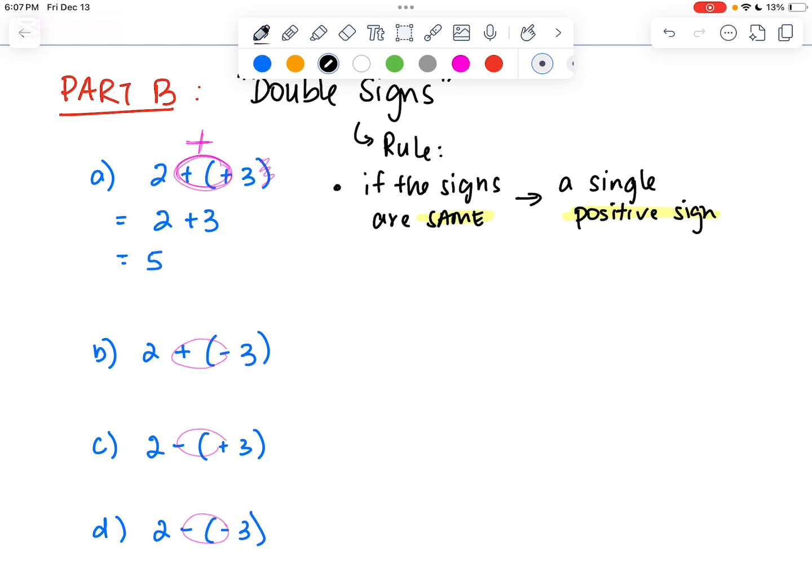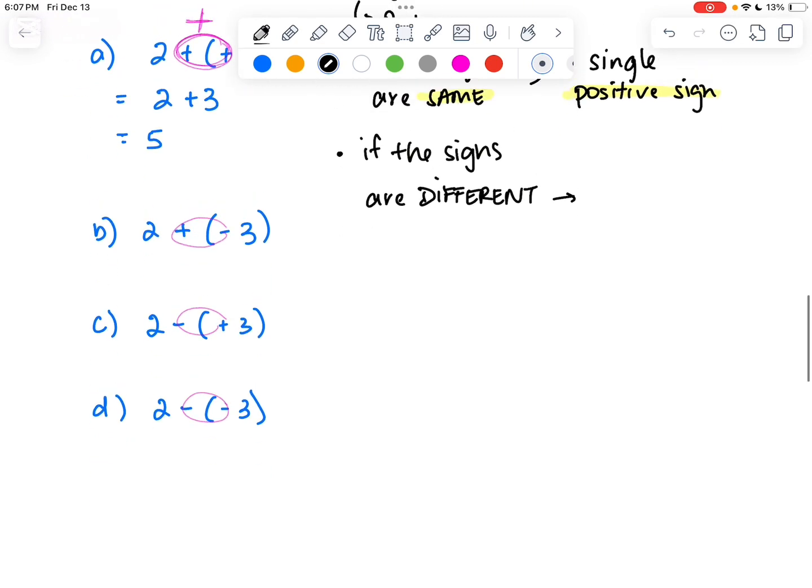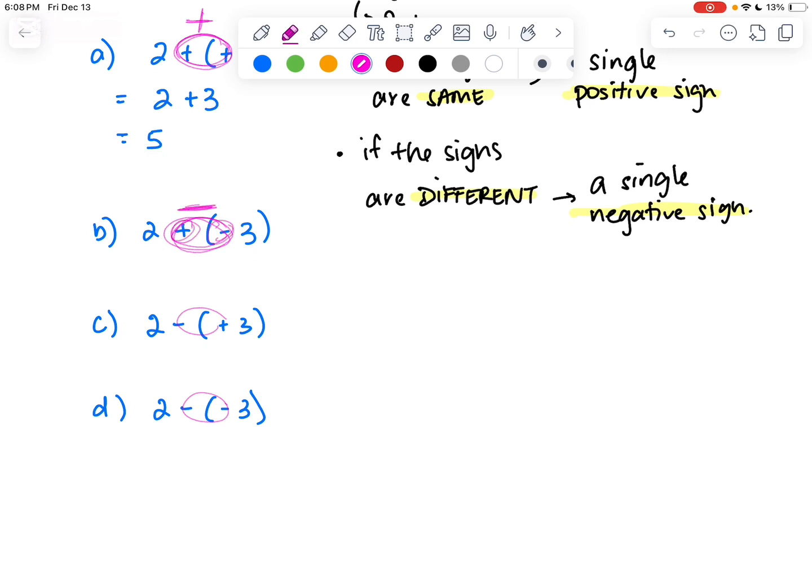But what if the signs are different? If the signs are different, then you end up replacing that entire, what I call a bubble, with a single negative sign. Okay, so if the signs are different, you replace it with a single negative sign. So what do we mean by that? Here's another example. Over here, these two signs are different. One's a plus and one's a minus. So the whole bubble that I just circled in pink can be replaced by a negative. So again, I will write this as 2 minus 3.